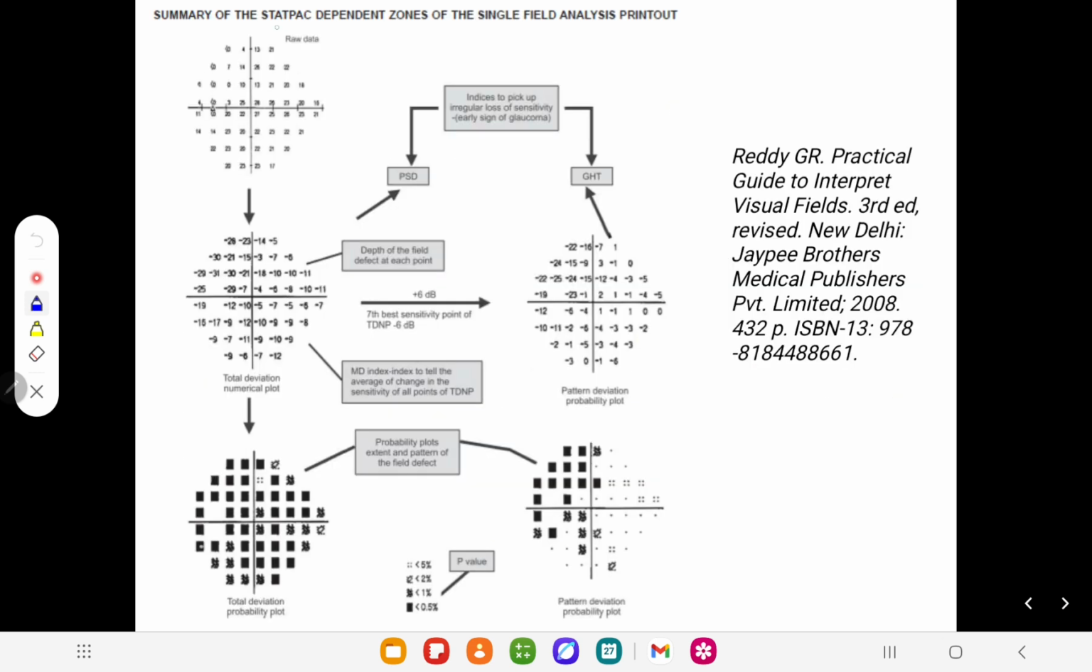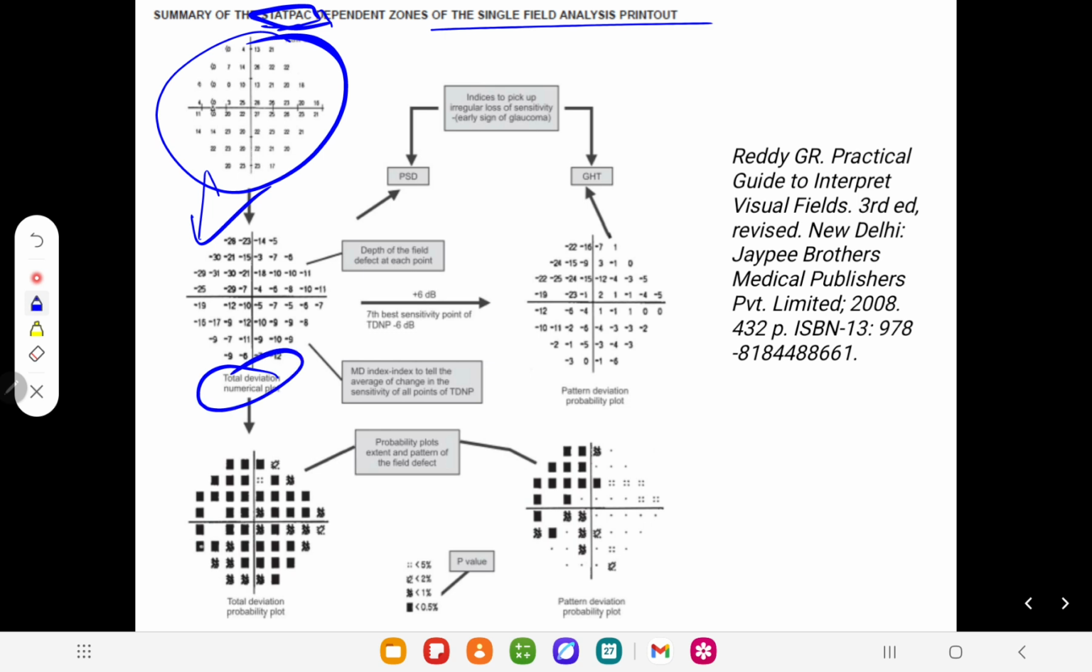In general, this is the summary of STATPAC using single field analysis. That's raw data. From raw data we derive the total deviation numeric plot, and from the total deviation numeric plot there are two things derived. One is the pattern deviation numeric plot. Another is the global indices: pattern standard deviation, mean deviation, and all those things. And from the total deviation numeric plot, we derive the probability plot.